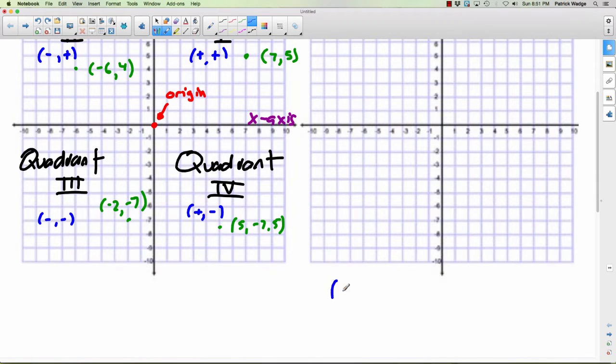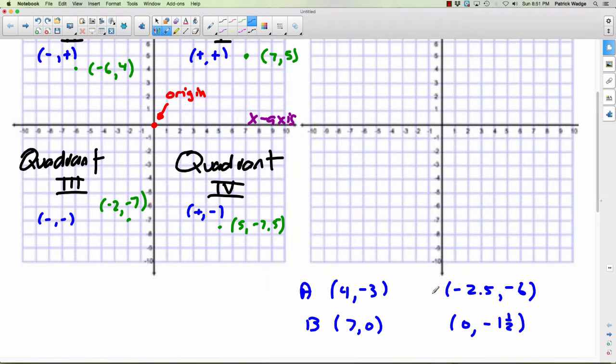All right, let's just practice graphing a few more points. How about we'll do 4, negative 3. We'll do 7, 0. We'll do negative 2.5 and negative 6. And we'll do 0, negative 1.5. I'm going to call these A, B, C, and D, because then we can put an A, B, C, D on here. So let's start with A.